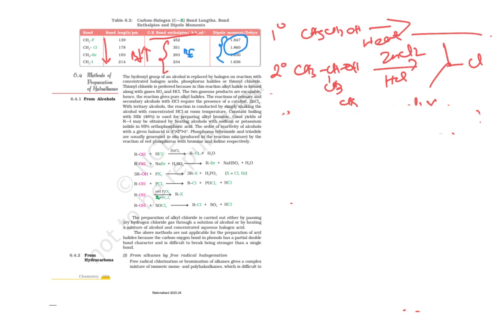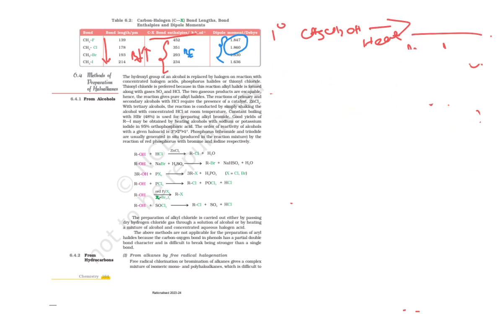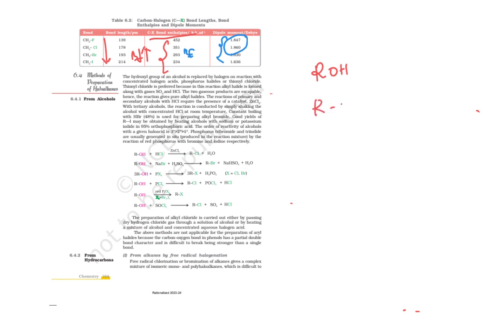When it comes to the third reaction, we know that PX3 is there. Instead of PX3, I am going to take PCl3. Look here, there is ROH. How many ROH are there? 3 ROH are there. So here PCl3, as I told you, Cl.